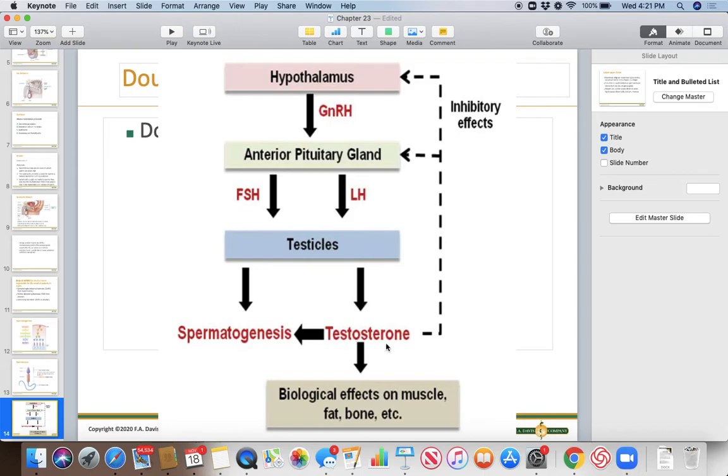So that's what happens if testosterone levels are high. It inhibits release of these hormones, and then we stop making testosterone. If testosterone levels are low, this negative feedback doesn't happen, and we produce more GnRH and more LH, and then we get testosterone produced until it's back to normal.